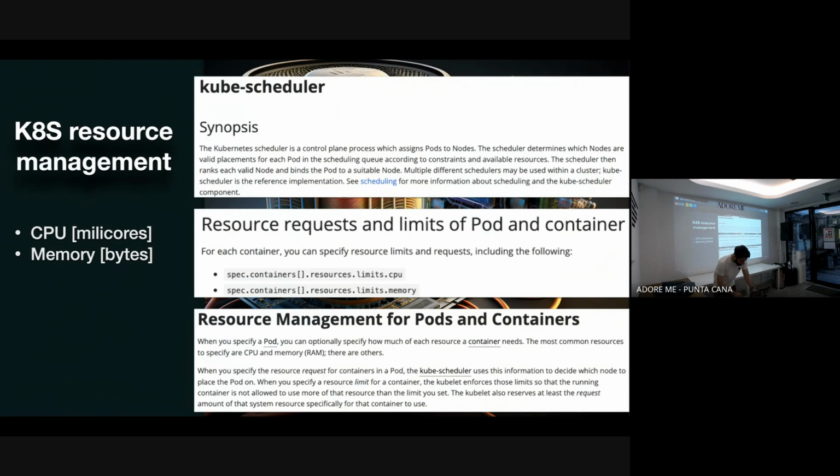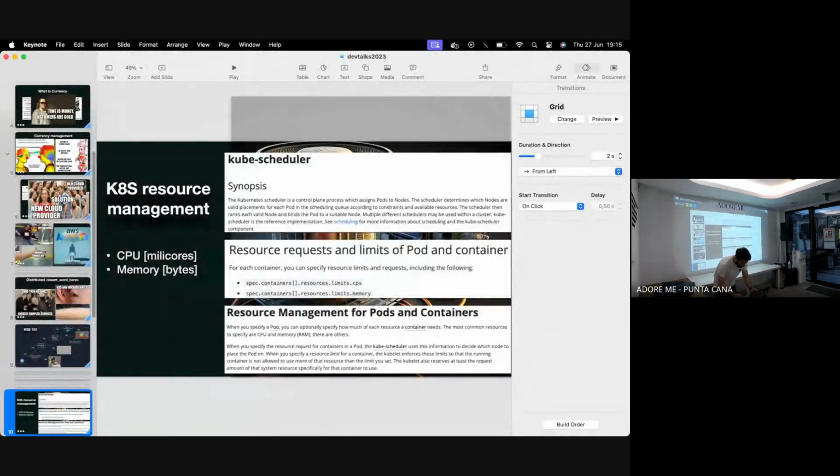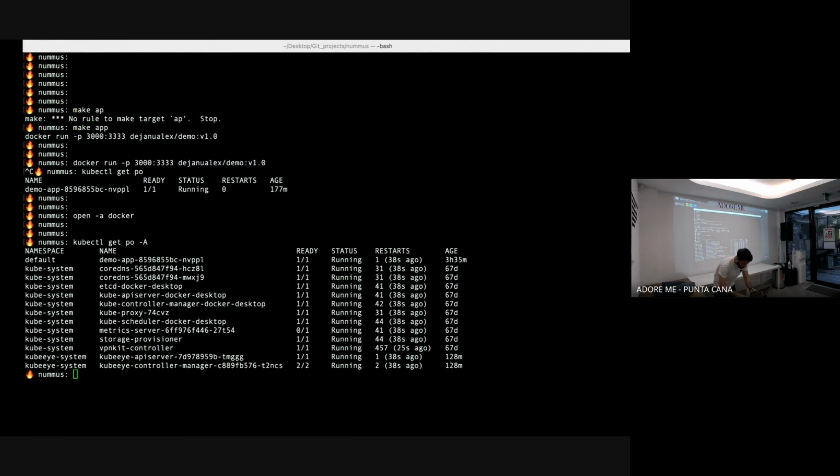And I will try to do a small demo for you, something hands-on. But let's take it step by step. I don't know, do you have any questions until now? Okay, cool. As I promised, let me show you the kube scheduler. So this is a simple kube system, sorry.